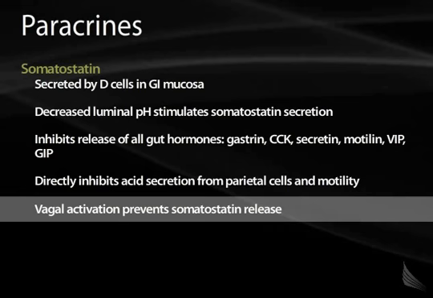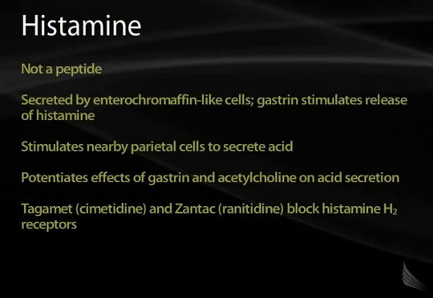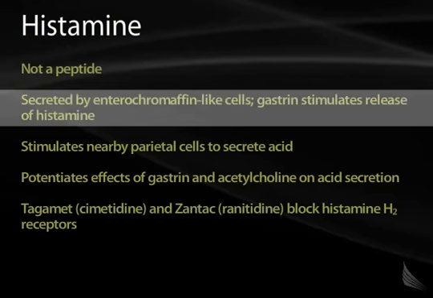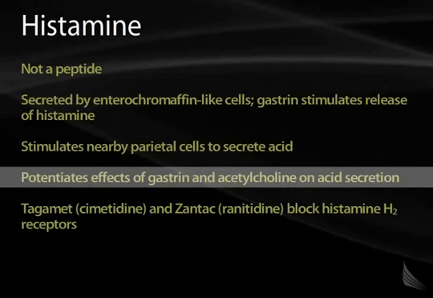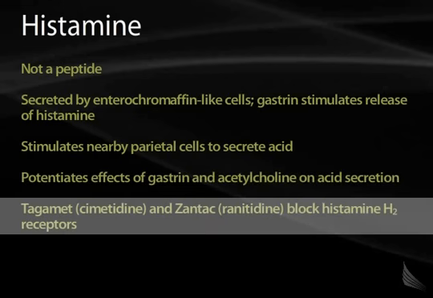Histamine, which is another paracrine, is not a peptide. It's secreted by the enterochromaffin-like cells, and gastrin also stimulates release of histamine. This is why H2 blockers or histamine receptor blockers such as cimetidine and ranitidine are effective in reducing gastric acid secretion. It stimulates nearby parietal cells to secrete acid. It also potentiates the effects of gastrin and acetylcholine on acid secretion. Tagamet and Zantac, or cimetidine and ranitidine, block H2 receptors.